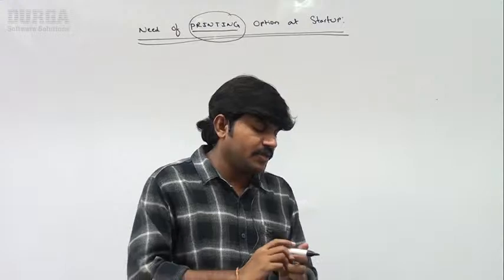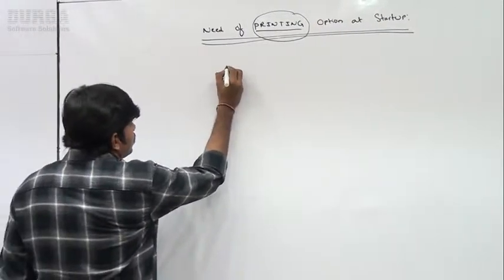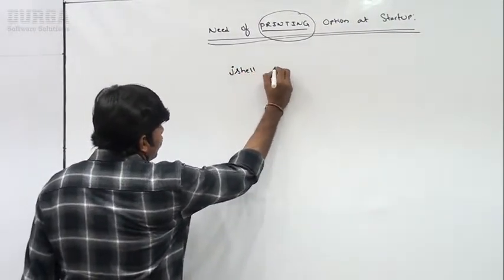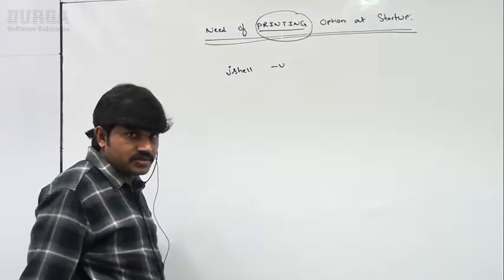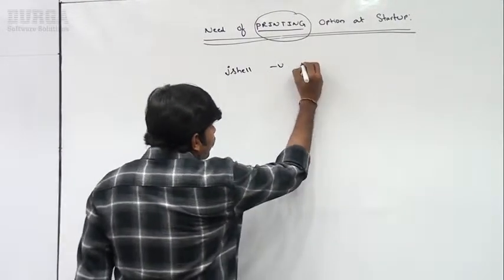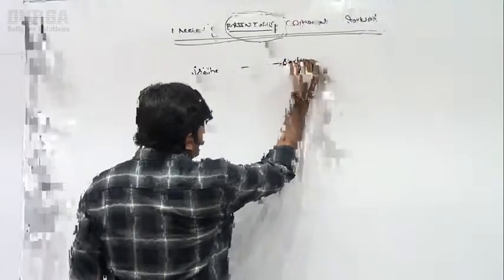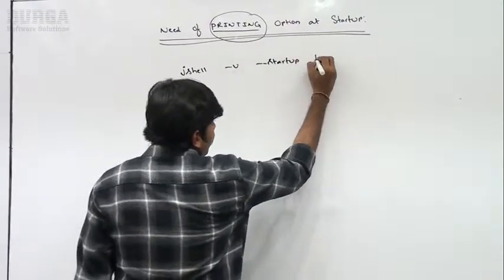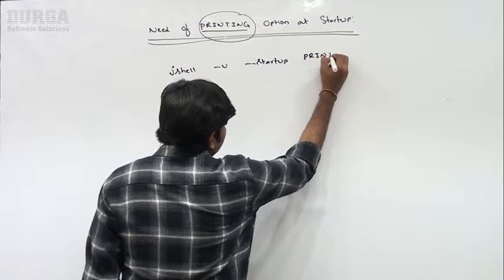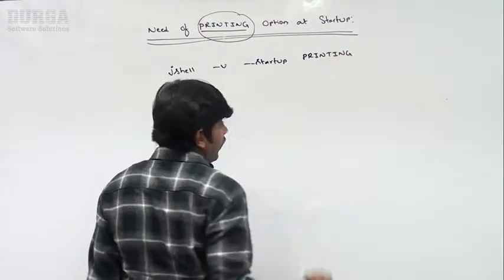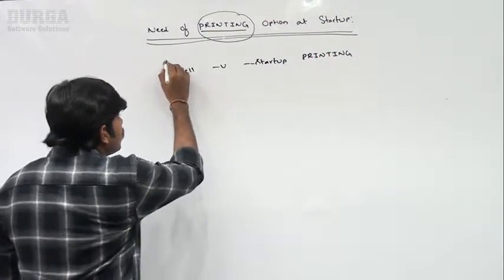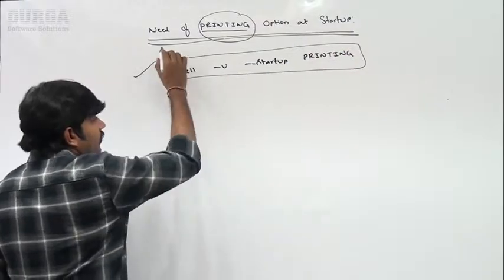Just observe, sir. I am taking jshell -v. I want to launch JSL -v with the startup option. What is the option we require to use? Can you spell out, sir? Printing. Okay. If I use it like this, what is the biggest advantage we are going to get by default?